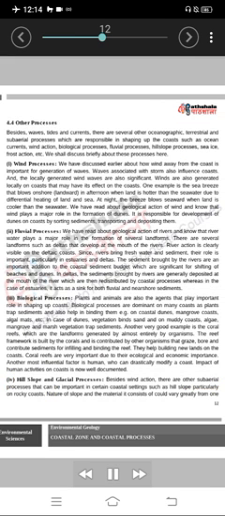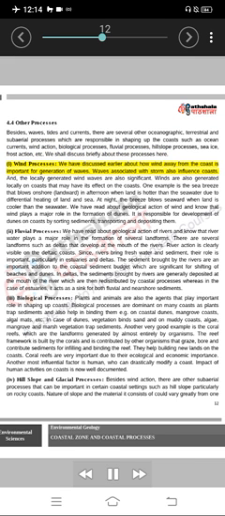4.4 Other processes. Besides waves, tides and currents, there are several other oceanographic, terrestrial and subaerial processes which are responsible in shaping up the coast, such as ocean currents, wind action, biological processes, fluvial processes, hillslope processes, sea ice, frost action, etc. We shall discuss briefly about these processes here.